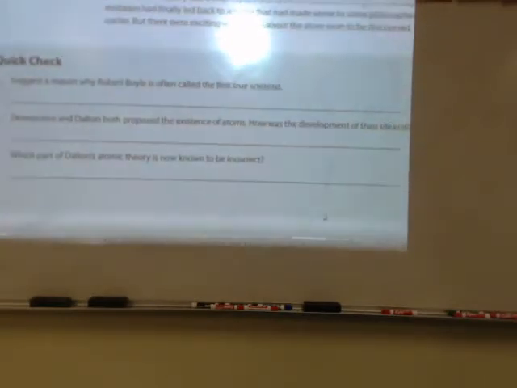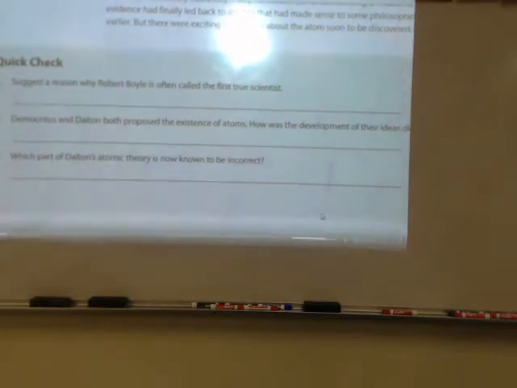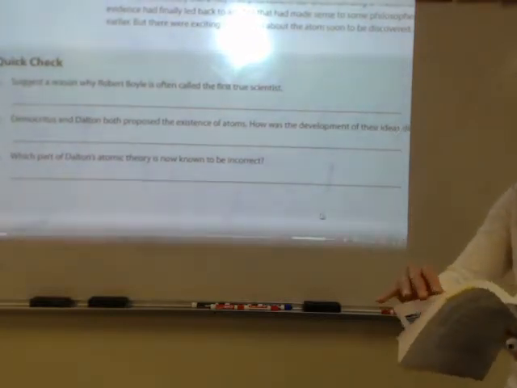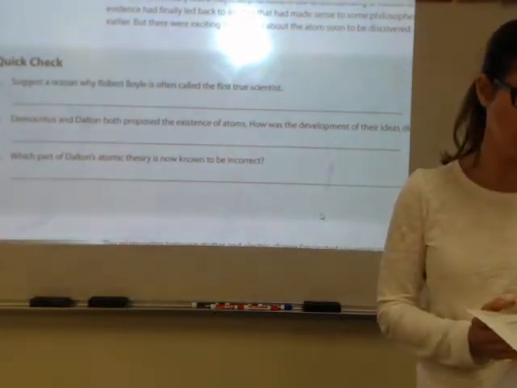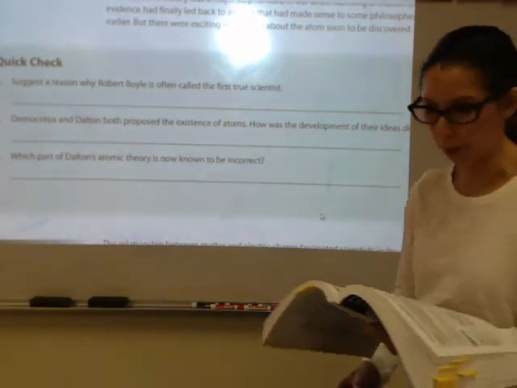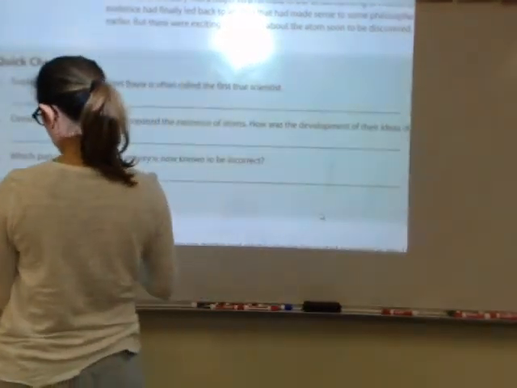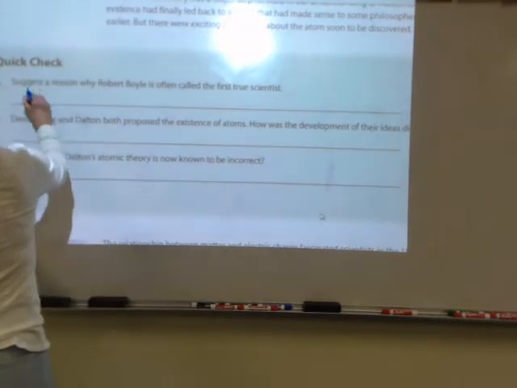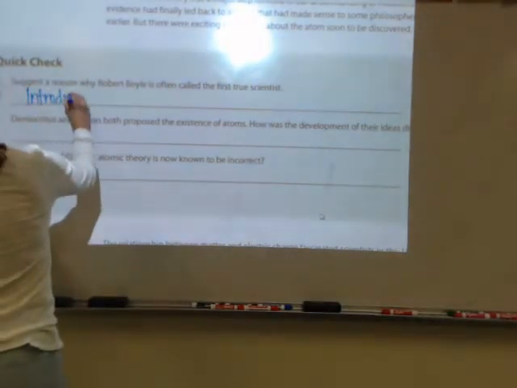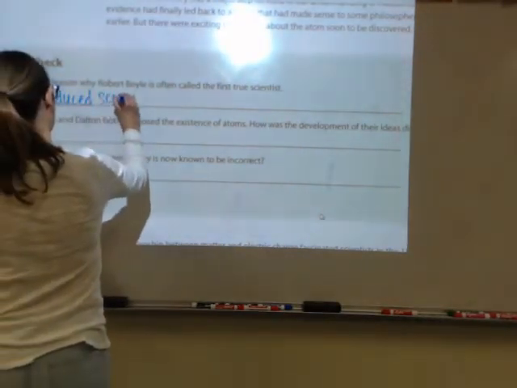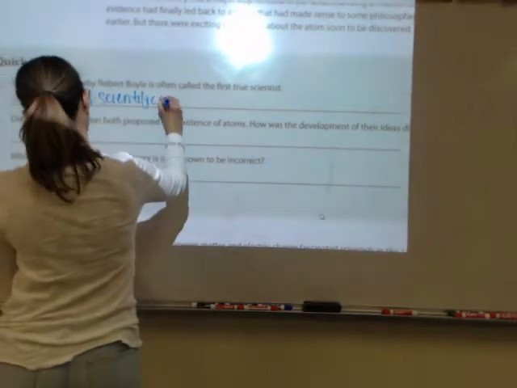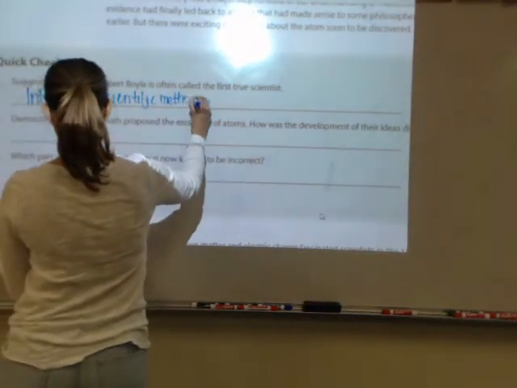Let's take a look at this quick check here. Suggest a reason why Robert Boyle is often called the first true scientist. Well, he's the one that introduced scientific method. And he's the one that insisted that experiments are required to gain knowledge about the world around us.